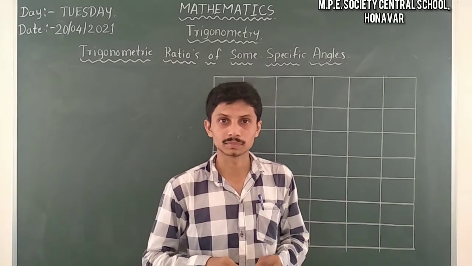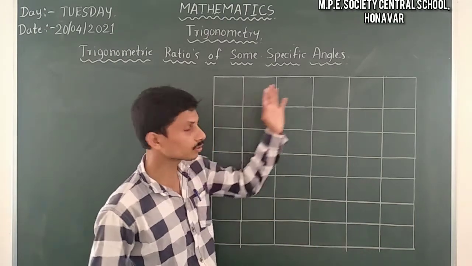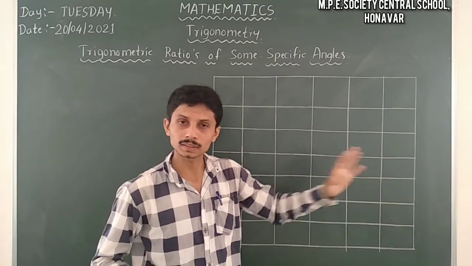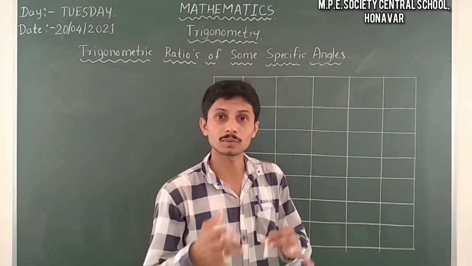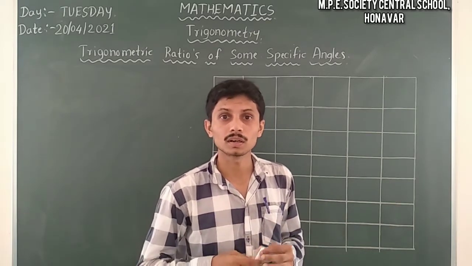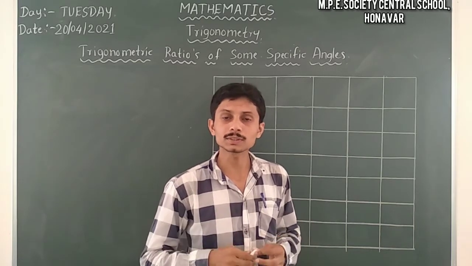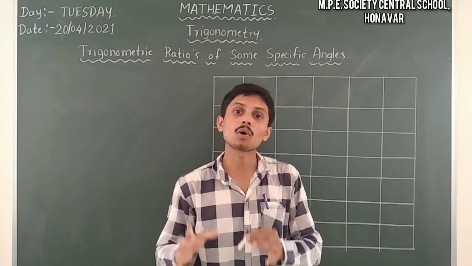So then here we have to collect all those values and substitute them in this tabular column. But the problem is sometimes we forget all those values. What is the value of sine 45 degree? What is the value of tan 60 degree? Sometimes we forget, so for that we have some techniques to remember all those values.